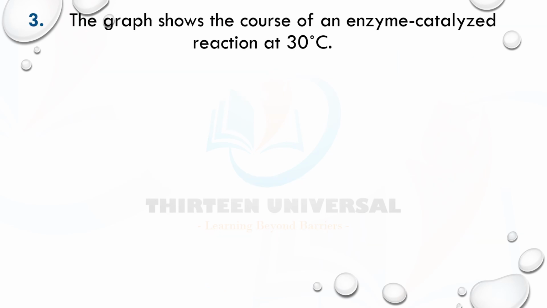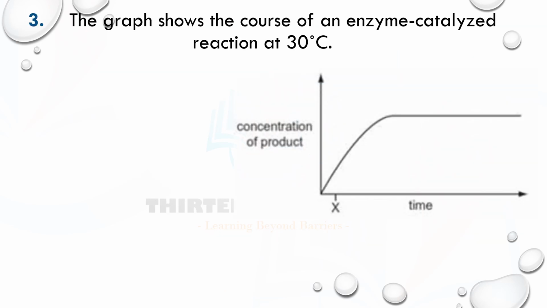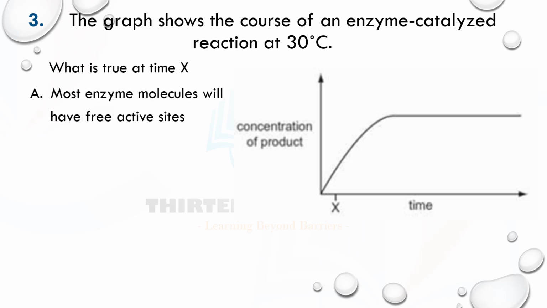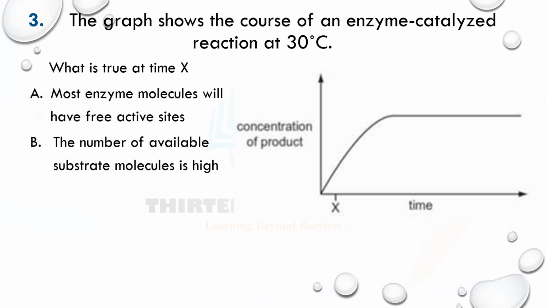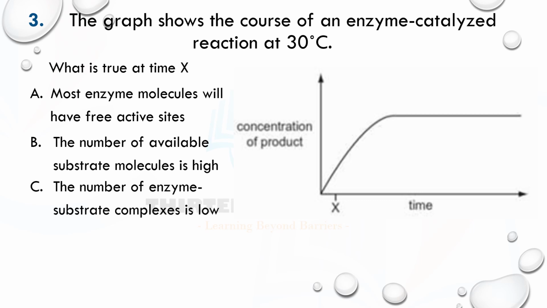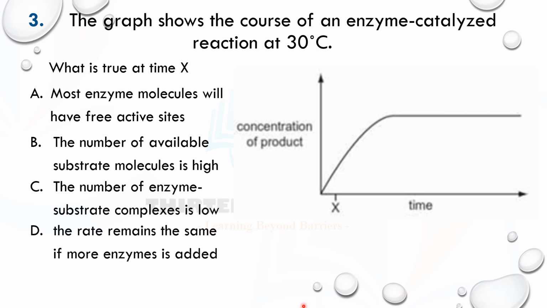The graph shows the course of an enzyme catalyzed reaction at 30 degrees. Look at it. So what is true at X? Look at X here, guys. If you trace it up, this is where we have the initial rate of reaction. The graph is still very steep. So the rate of reaction is fastest here because this is very steep.